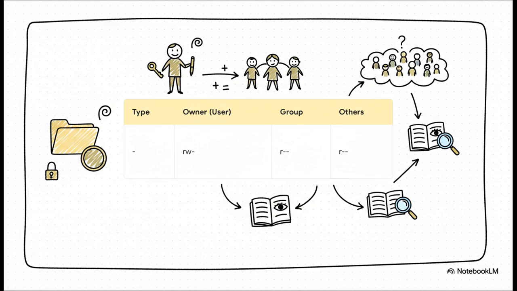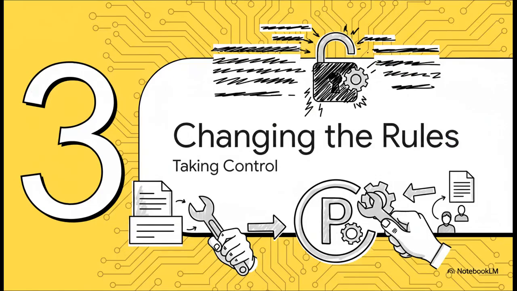Now, the next 9 characters, that's the good stuff. They're broken into 3 little groups of 3. The first set, rw-, is for the file's owner, who gets to read and write. The second set, r--, is for the group, and they can only read. And that final set, r--, applies to others, which is literally everyone else, and they can also only read. See? Owner, group, others. 3 sets of rules. Simple, right?